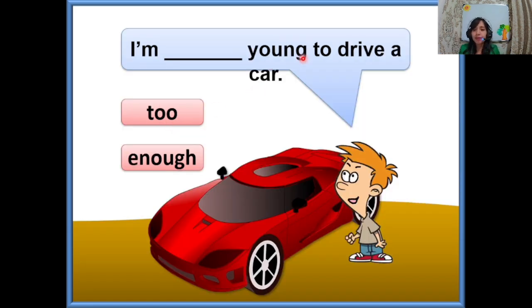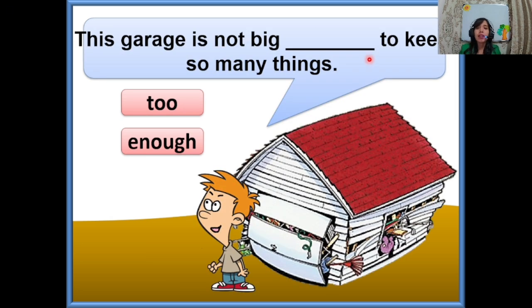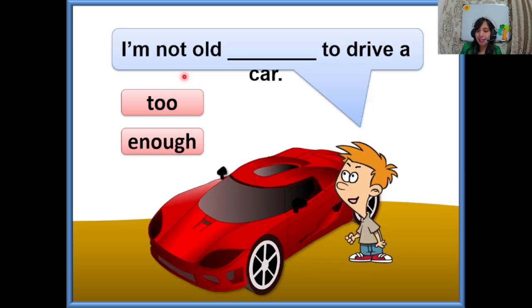Or, I am too young to drive a car. Let's continue. This garage isn't big enough to keep so many things. Or, I am not old enough to drive a car.